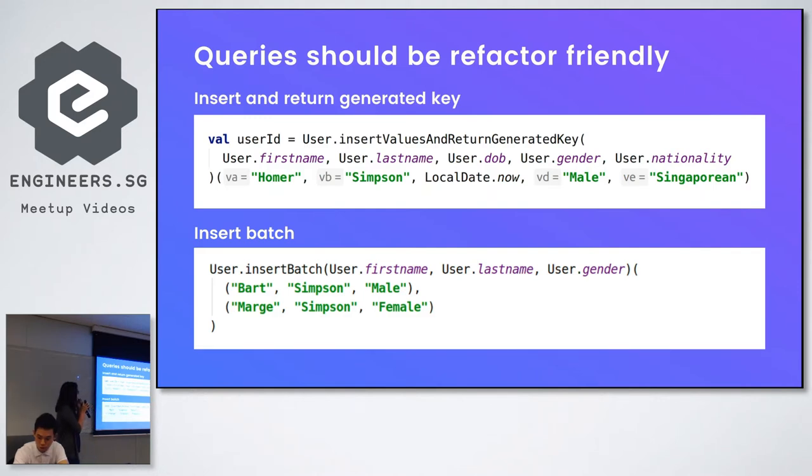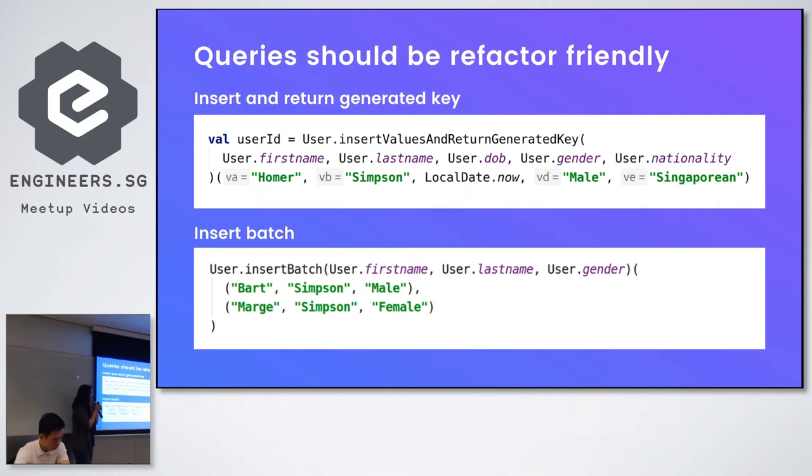This is useful when we have a table that has a primary key and also has auto increment enabled. So every time we insert a record into the database table, the SQL will generate a key. This function will insert those values and return you the generated key.